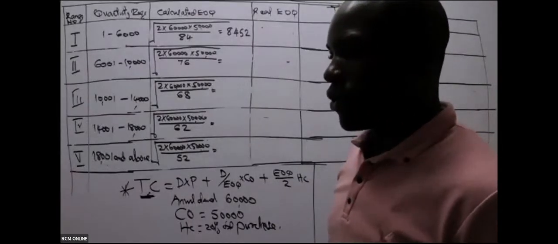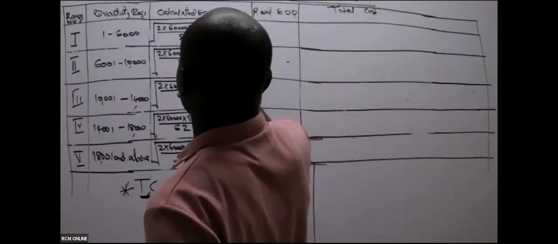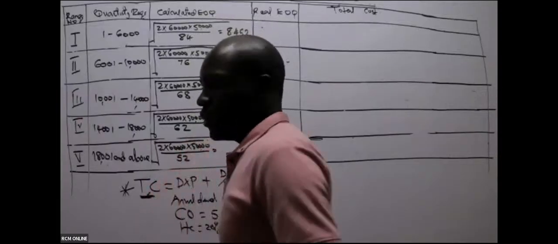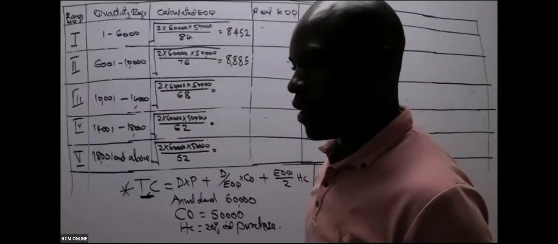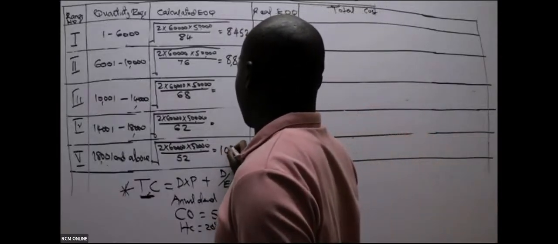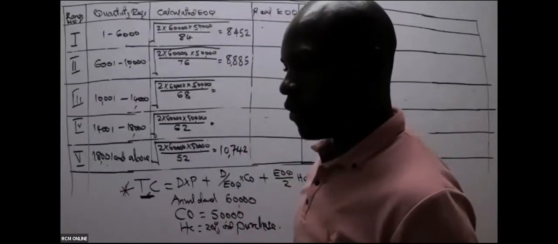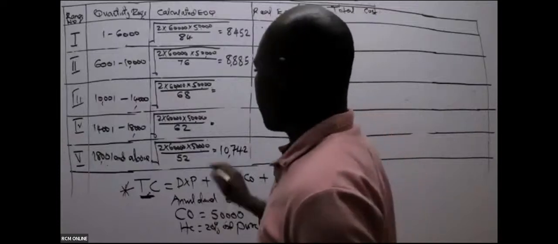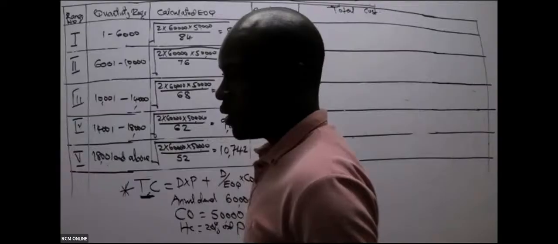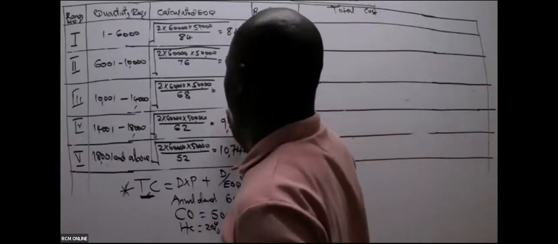So range 2 is 8,885. Range 3 or range 5, 10,742. Then range 4, 9,837. Range 3 is remaining, so range 3 is 9,393.